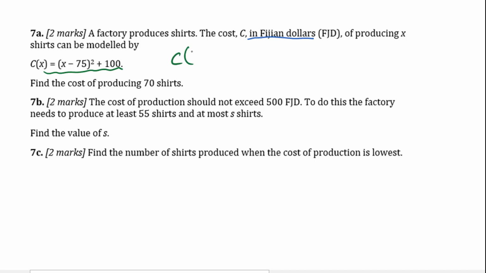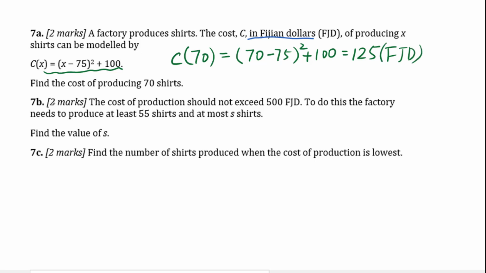So we can get C(70) equals, change x into 70, (70 − 75) squared plus 100 equals 125 dollars.